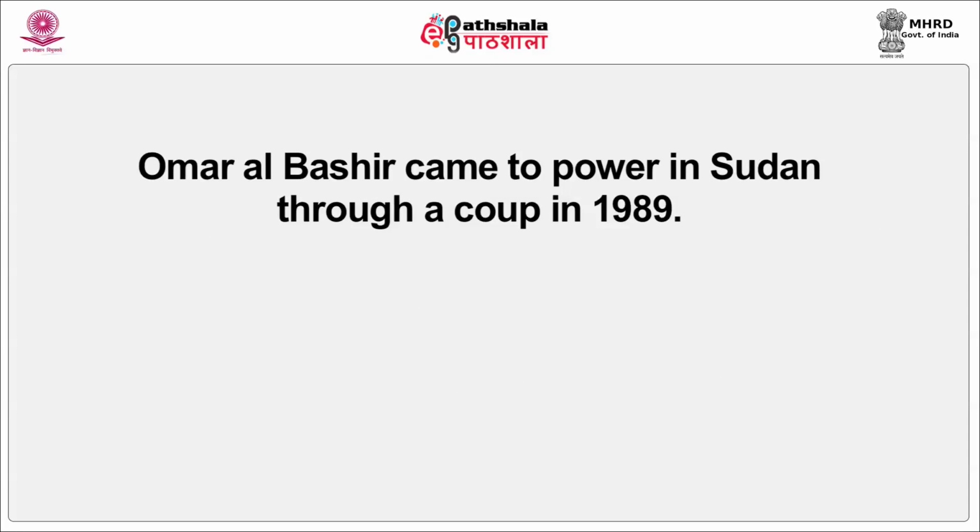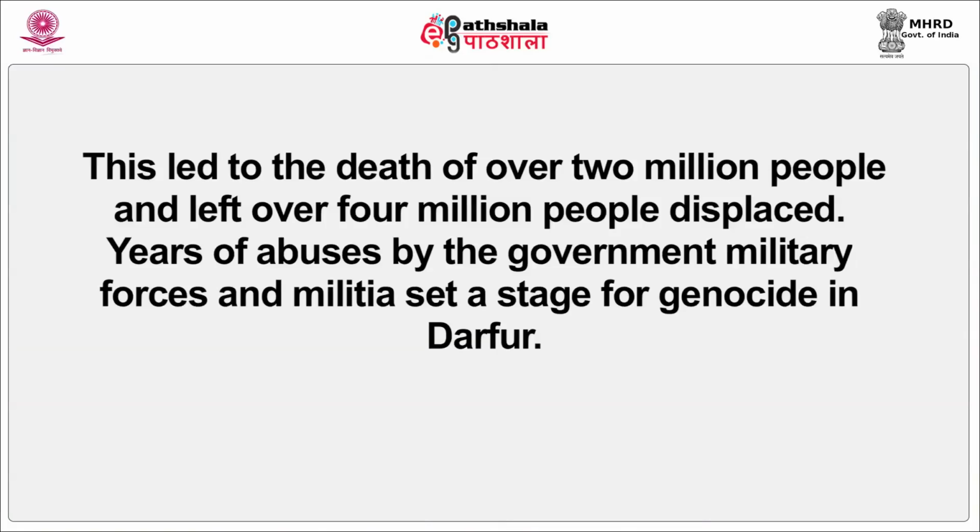Omar al-Bashir came to power in Sudan through a coup in 1989. His coming into power was followed by intense war between the north and the southern part of the country. This led to the death of over 2 million people and left over 4 million people displaced. Years of abuses by the government, military forces and militia set the stage for genocide in Darfur.